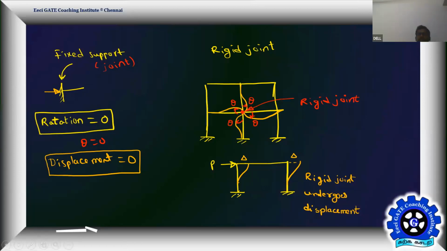Even in this frame, what are the supports at the bottom end? Fixed, sir. Fixed. That's why you don't find any deformation. At the top they are displacing, but not at the bottom. The bottom ones are fixed supports. That's why delta is not there at the bottom, but you can see delta only where? Displacement you can see only here. This is a rigid joint. This is also a rigid joint.